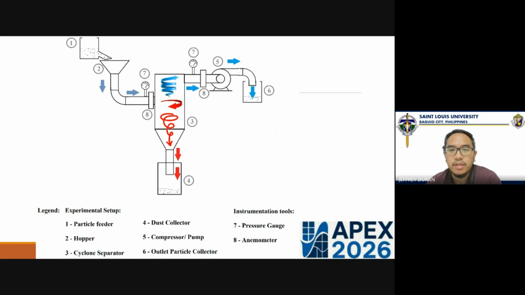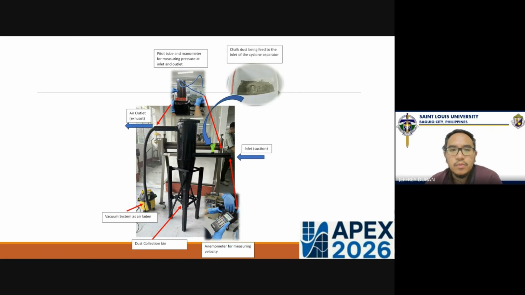We also have collected the remaining particulate matter at the end part of our process. For the compressor or pump setup here, we have made use of a vacuum due to the unavailability of other components. In actual measurement, we have this infographic, as you can see. We have the inlet here, then the vacuum system on the end part, and the pressure is measured by a manometer.